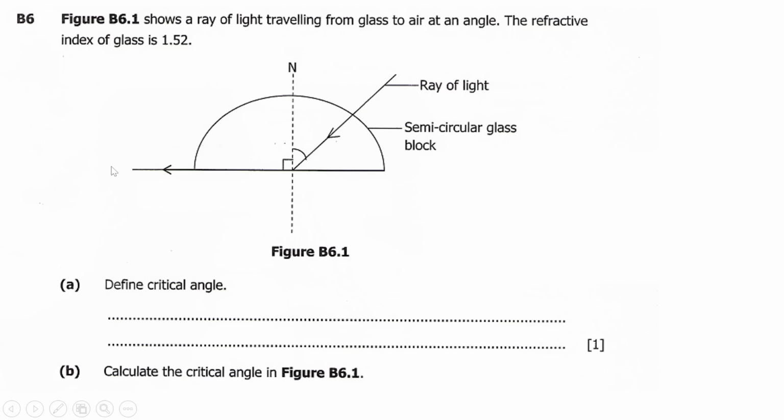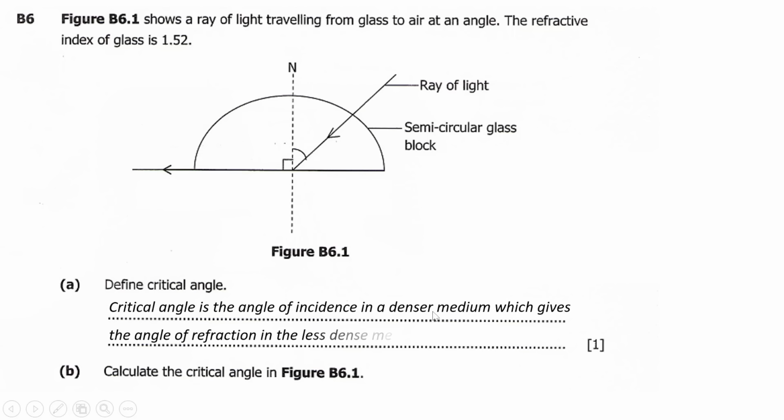It goes like that. Okay, then here they are saying define critical angle. So critical angle is the angle of incidence in a denser medium which gives the angle of refraction in the less dense medium equal to 90. Yeah, so this angle here is what we call critical angle. So critical angle is the angle in the dense medium, like the glass block here, which gives the angle of refraction in the less dense medium equal to 90.